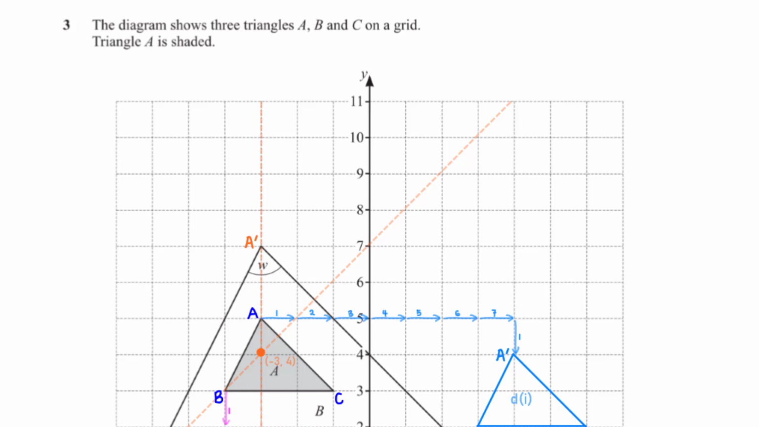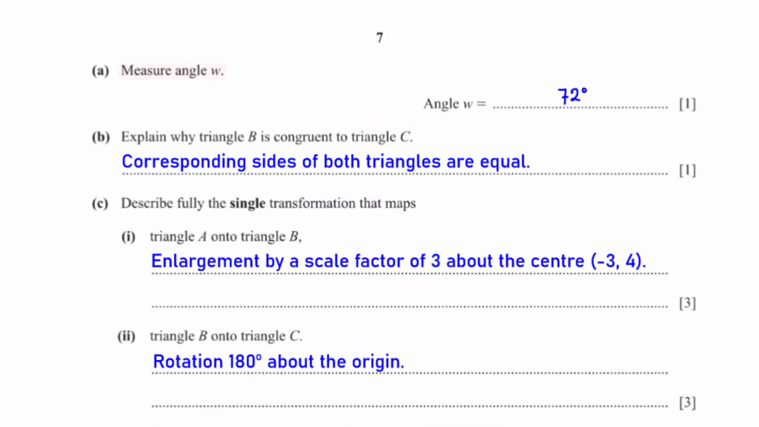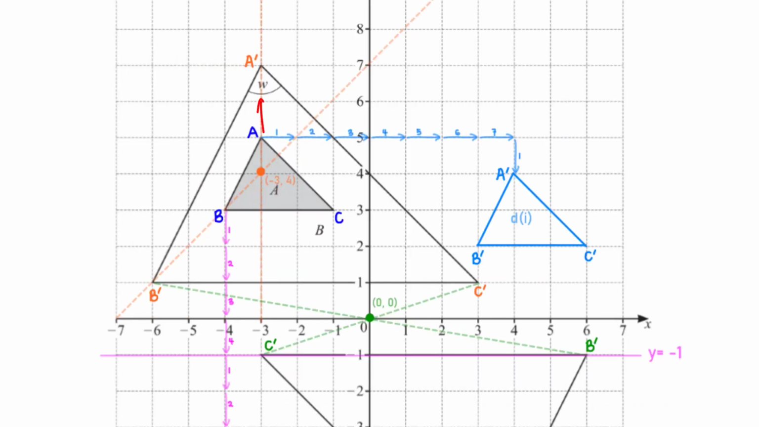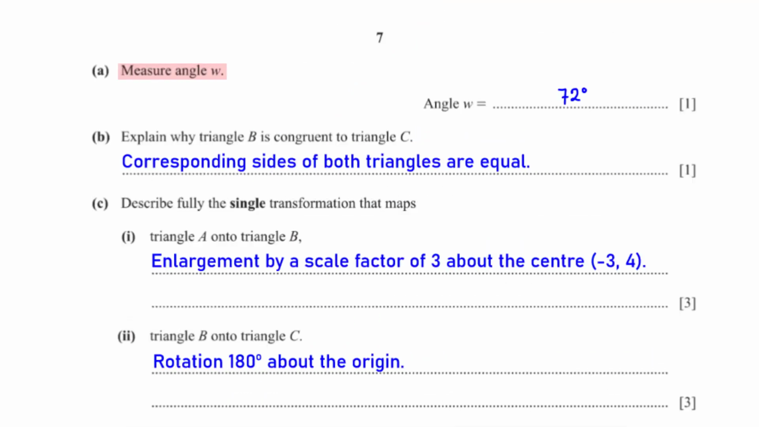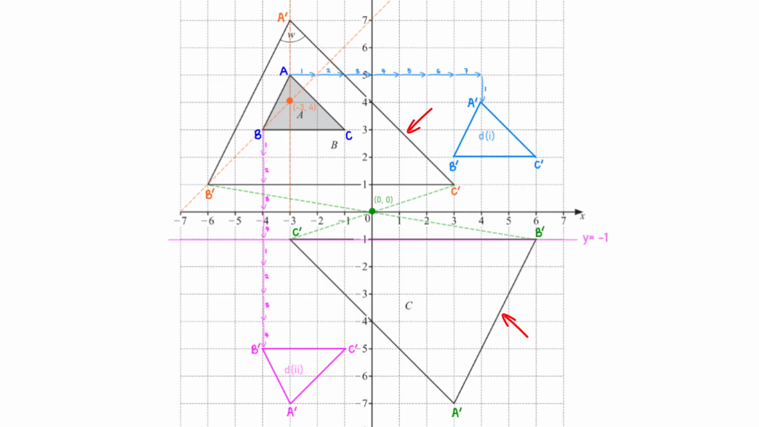The diagram shows 3 triangles A, B, and C on a grid. Triangle A is shaded. Measure angle W. Using a protractor, when we measure angle W, we get 72 degrees. Explain why triangle B is congruent to triangle C. Triangles B and C are congruent because corresponding sides of both triangles are equal.